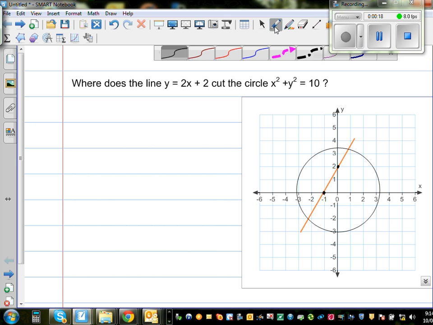So this is the gradient. So 2 is the gradient, and this 2 is the y-intercept. That's why the y-intercept is 2 here. And you've got a gradient of 1. So this is the next point. So I hope you understand the gradient is 2, the rise is 2, and the run is 1.